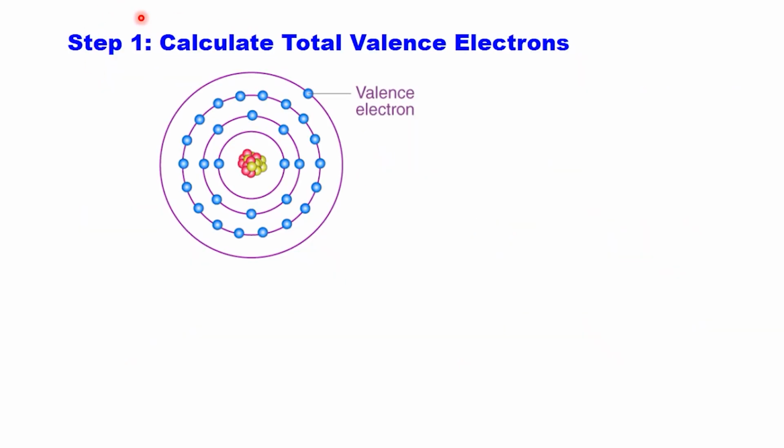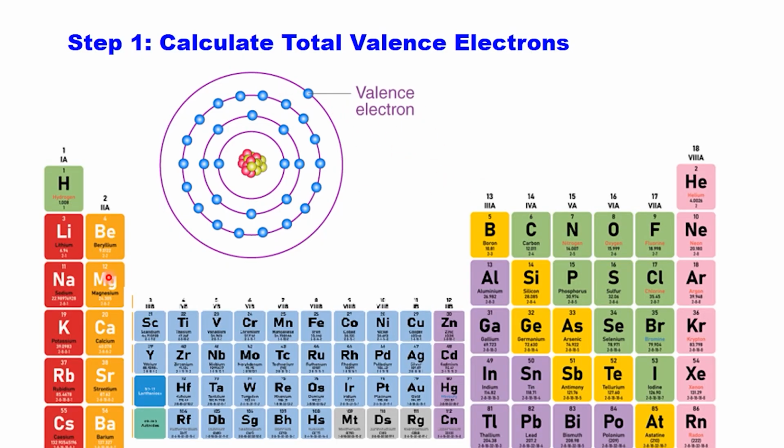The first step in drawing any Lewis structure is to determine the total number of valence electrons for the molecule. Valence electrons are the outermost electrons of an atom, and they're the ones that participate in bonding. For main group elements, the group number on the periodic table tells us how many valence electrons each atom has.